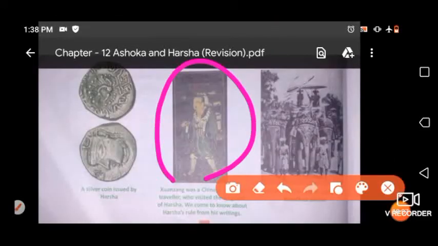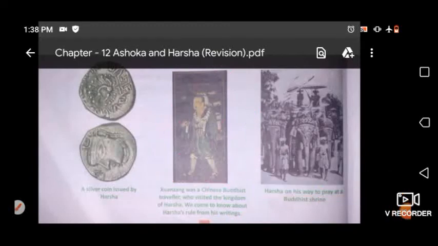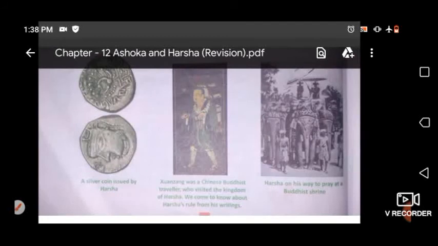This is Huzhang. He was a Chinese traveler who visited India during Harsha's rule. We come to know about Harsha as a ruler and about his rule through his writings, his accounts. What is the meaning of accounts? Accounts means the writing of the people.